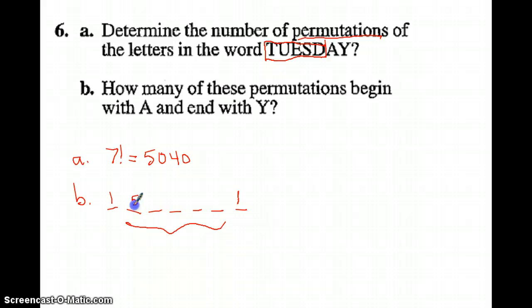So that's going to be 5 choices for this, because it could be a T, a U, an E, S, or a D. After I've done that, there's only 4 letters left, and then 3, and then 2, and then 1. So this is really like saying 5 factorial, which is like saying 120.